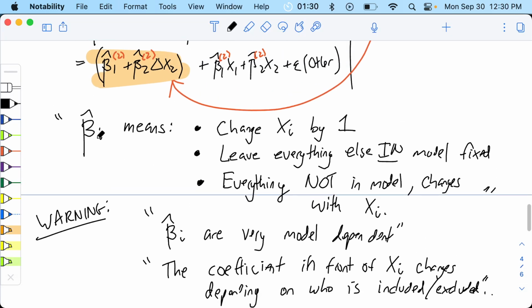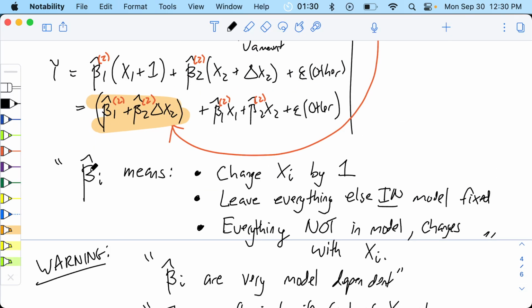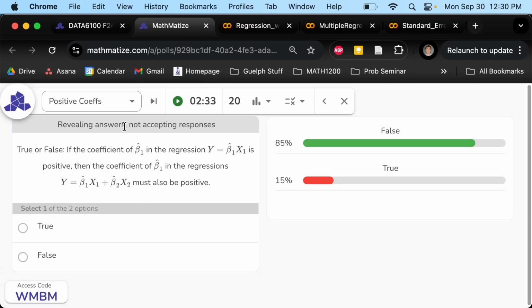So this is the real thing, right? If it's positive, that means everything else that is in the model is fixed. So maybe for somebody who eats 1 kilogram of carrots every week, for them, studying more is actually bad, right? Let me show you an example that I think is quite illustrative of this.